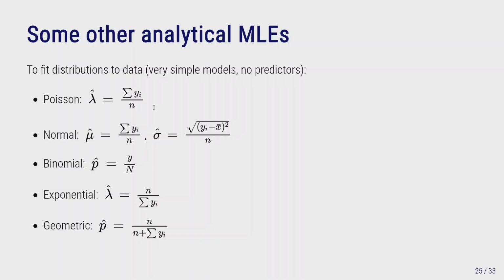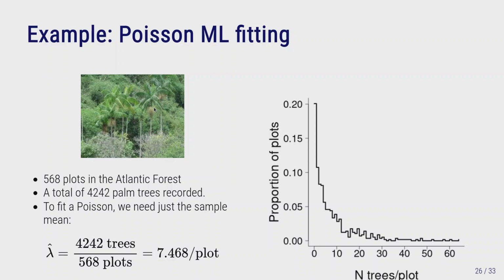analytic maximum likelihood estimates. Say, for example, that you want to fit a Poisson distribution to count data of palm trees in plots that you put randomly in some area of forest. So this is true data, 568 plots in the Atlantic forest, and a total of more than 4,000 palm trees recorded in these plots. In some plots, they found more palm trees, and in other plots, they found less, or you can even have some plots that have zero palm trees. Okay, can happen. And you do have lots of plots where they haven't found any palm tree.